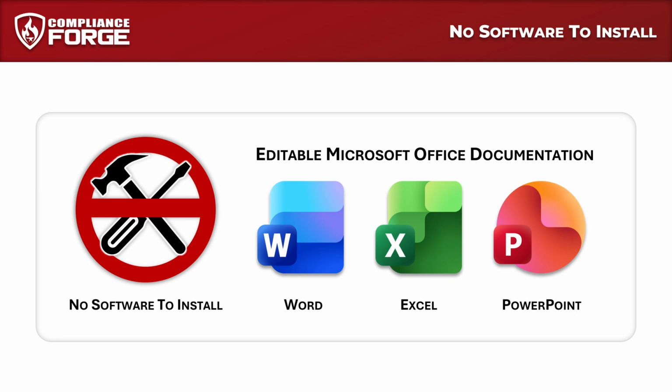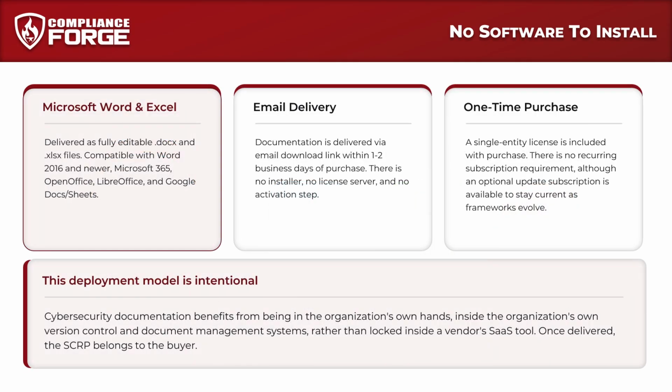The SCRP is a one-time purchase of editable Microsoft Office-based documentation templates. There is no software to install, no agent to deploy, no account to provision, and no cloud environment to configure. If your organization can open and edit Microsoft Word or Excel files, you can use the SCRP. It is delivered as fully editable Word and Excel files compatible with Word 2016 and newer, Microsoft 365, OpenOffice, LibreOffice, and Google Docs and Sheets.